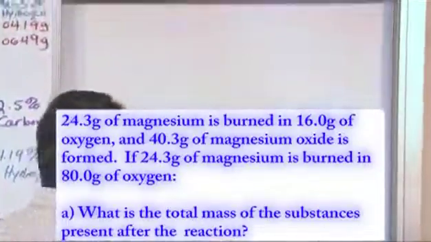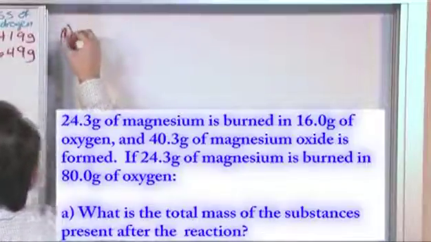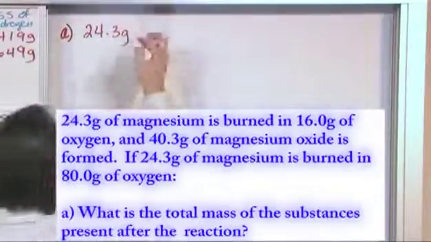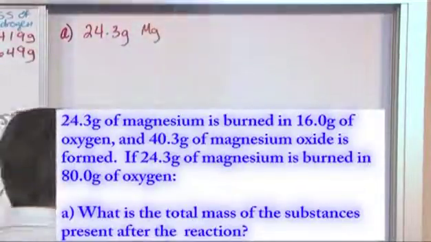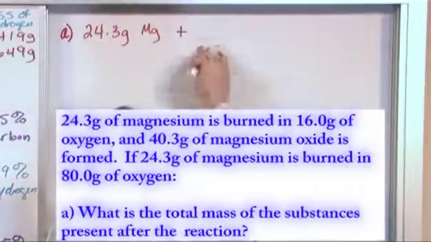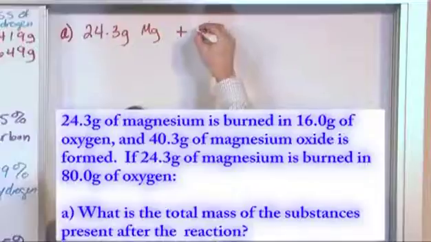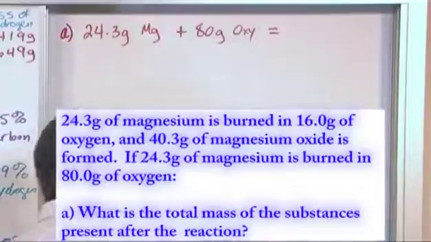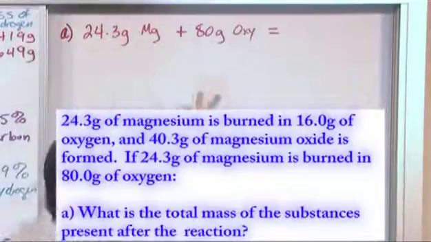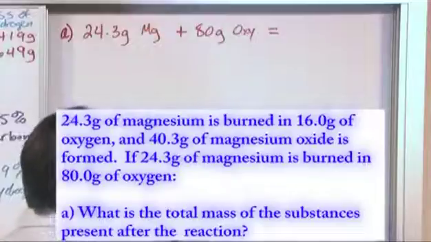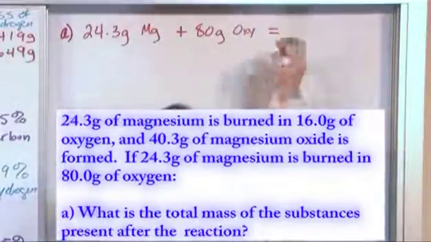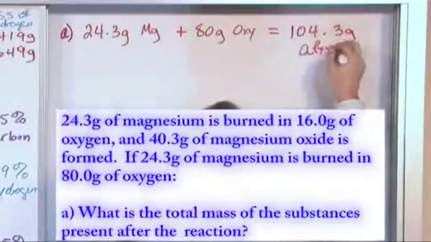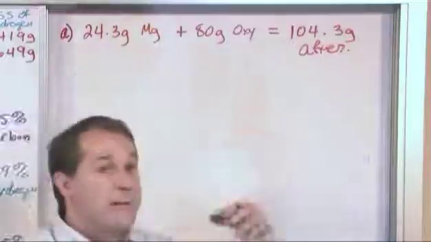So it's really a law of conservation of mass thing, but the first thing you should just sort of think about is if we have 24.3 grams of magnesium, Mg is magnesium, and we add to that the amount of oxygen that was in the chamber before, which is 80 grams of oxygen, then the question is, what is the total mass of the substances after the chemical reaction? So we just add them together. 24.3 plus 80 is going to give me 104.3 grams after.